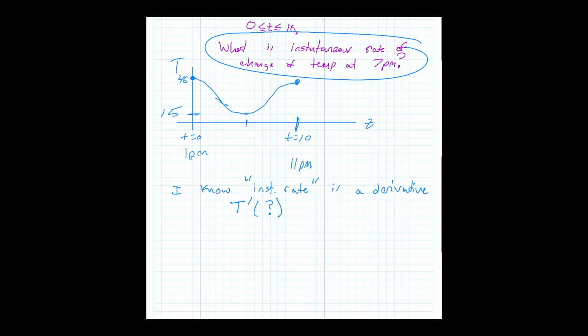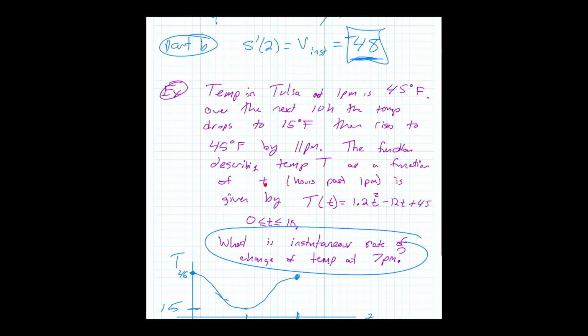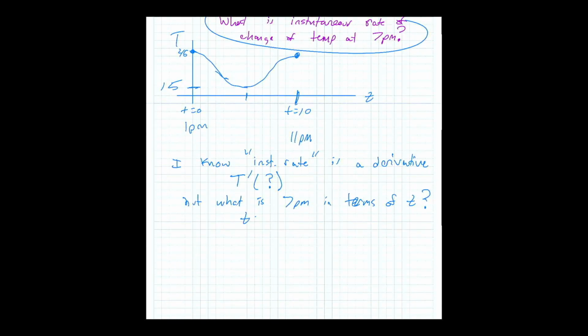Okay. Now, what little t value is 7 p.m.? What is 7 p.m. in terms of the little t, right? So you have to think about it. Little t is hours past 1 p.m. So 7 p.m. is 6 hours past 1 p.m., right? So that's t equals 6. So t equals 6 because 7 p.m. is 6 hours past 1 p.m. And that's how t was defined, hours past 1 p.m.